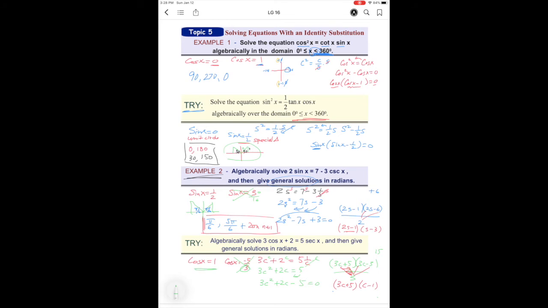So where on the unit circle is cos 1? And we know cos 1 to be at 0. General solution plus 2 pi n, n an integer.